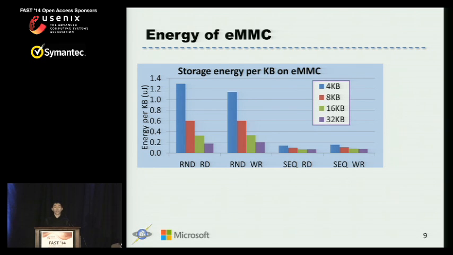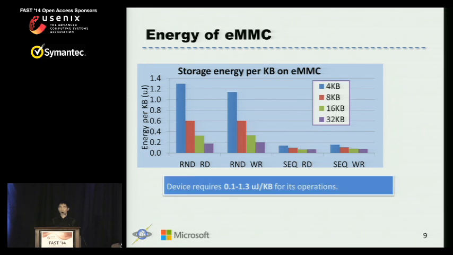All right, so let's see some results. First is the energy spent on the storage hardware. This is the result from eMMC 4.5, which is used by Surface RT. On the x-axis of this graph we have different access patterns or different operations. RND and SEQ stand for random or sequential. RD and WR stand for read and write. The y-axis is the energy per kilobyte in units of microjoules.